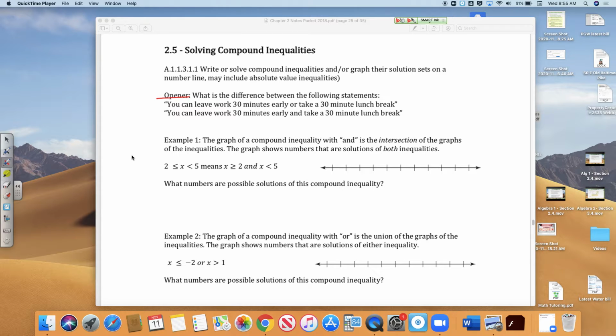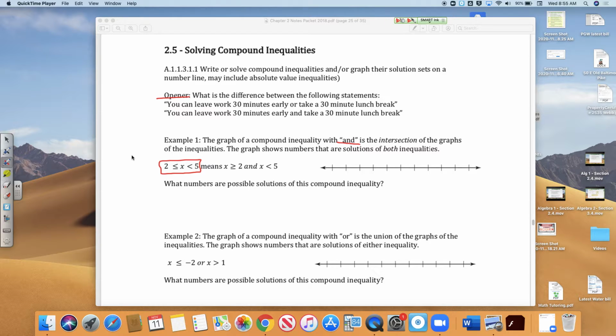So that's what this means in this section: we're going to be looking at and or statements for these types of inequalities. So in example 1, the graph of a compound inequality with the word and is the intersection of the graphs of the inequalities. The graph shows numbers that are solutions of both of them. So you're going to see this stuff here, and it's going to look really confusing because you have, first of all, two numbers in it, you have a variable, and you have two symbols.